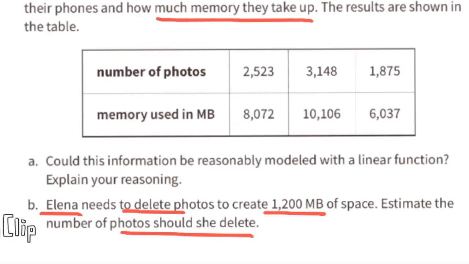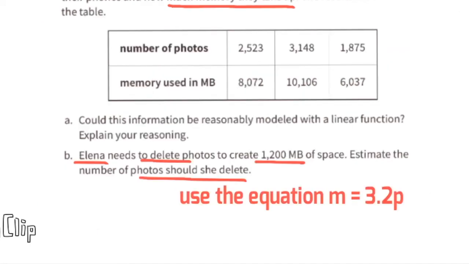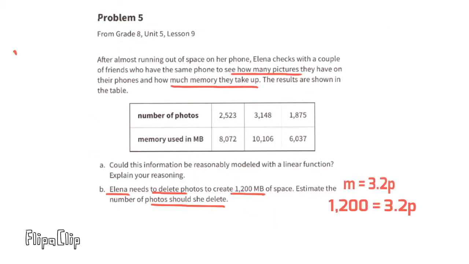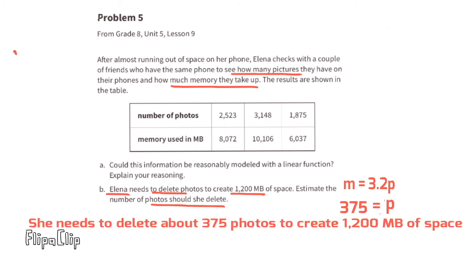B. Elena needs to delete photos to create 1,200 megabytes of space. Estimate the number of photos she should delete. This is where we can use the equation m equals 3.2p. Substitute 1,200 for m, and it reads 1,200 equals 3.2p. Divide both sides by 3.2. 375 equals 1p. She needs to delete about 375 photos to create 1,200 megabytes of space.